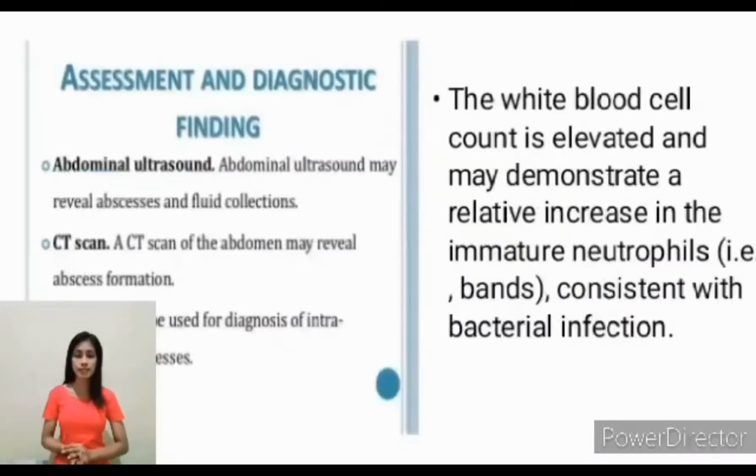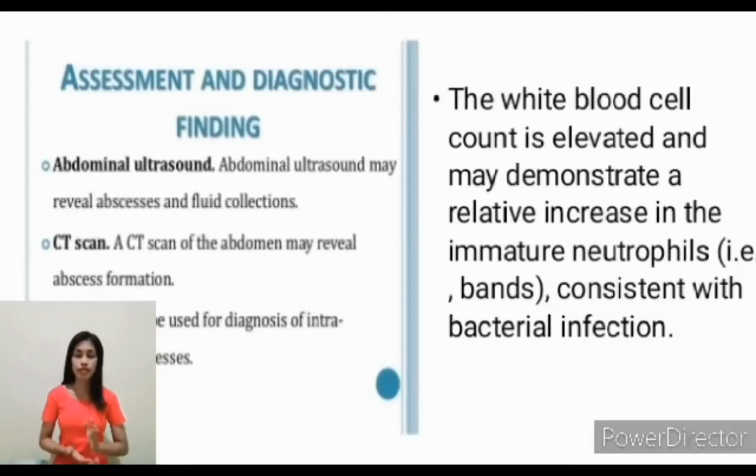So next, assessment and diagnostic findings. The white blood cell count is elevated and may demonstrate a relative increase in immature neutrophils, which are the bands, consistent with bacterial infection. Hemoglobin and hematocrit levels may be low if blood loss has occurred. Serum electrolyte studies may reveal altered levels of potassium, sodium, and chloride.